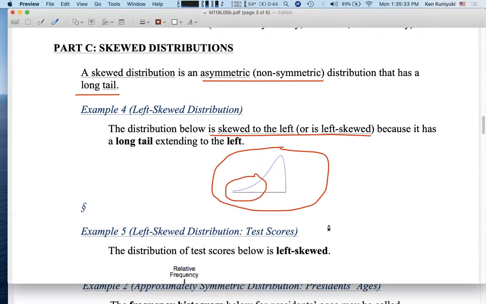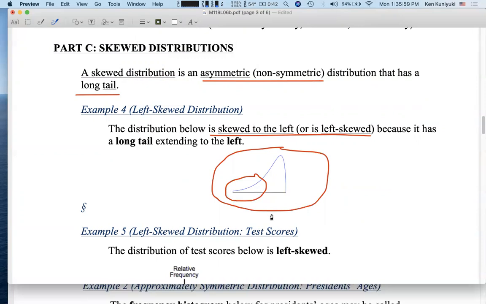Now, this can be confusing to people. Remember that the name of the skewness describes the tail. It refers to the tail, because a lot of students might be thinking, well, wait a minute, I see this big lump on the right side. Yeah, so do I. But still, we say that this distribution is skewed to the left, or it's left skewed. The name of the skewness describes the tail. The tail goes off to the left.